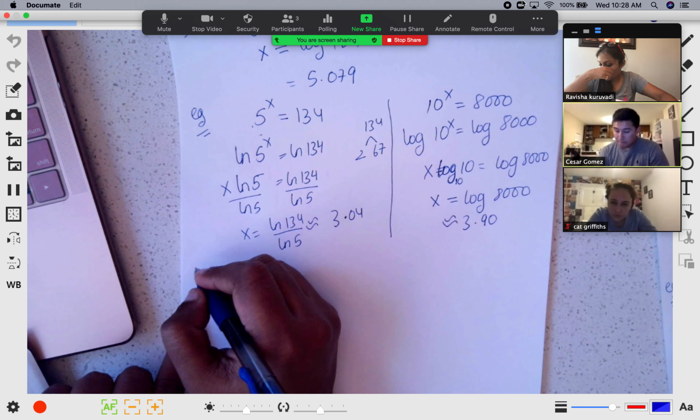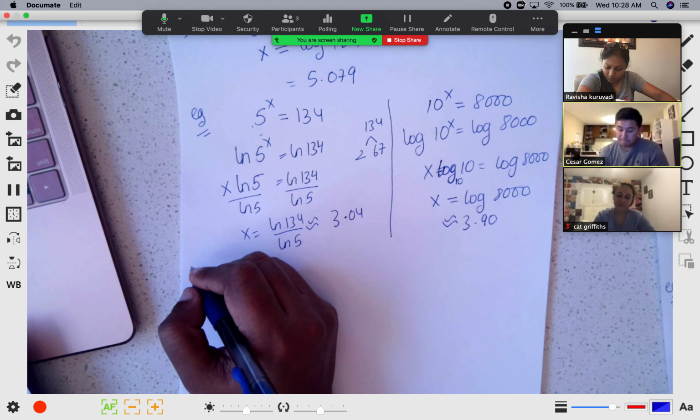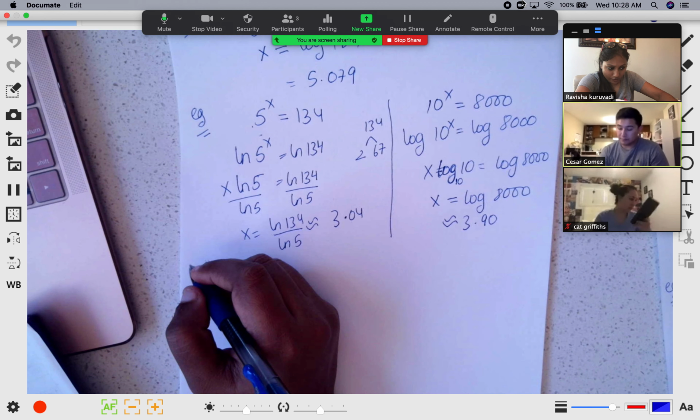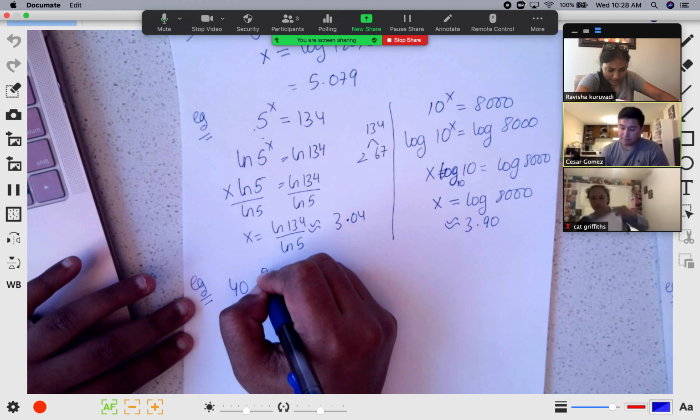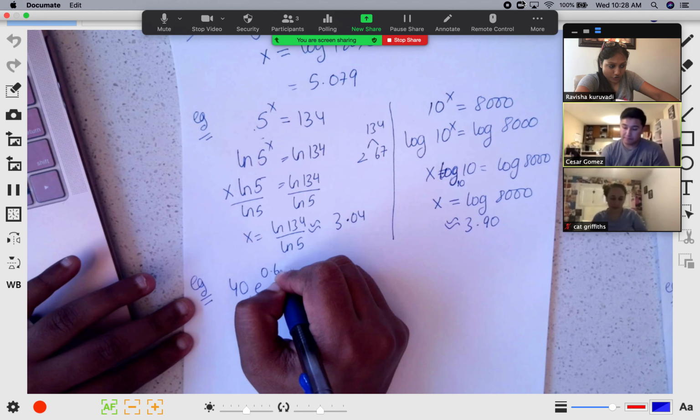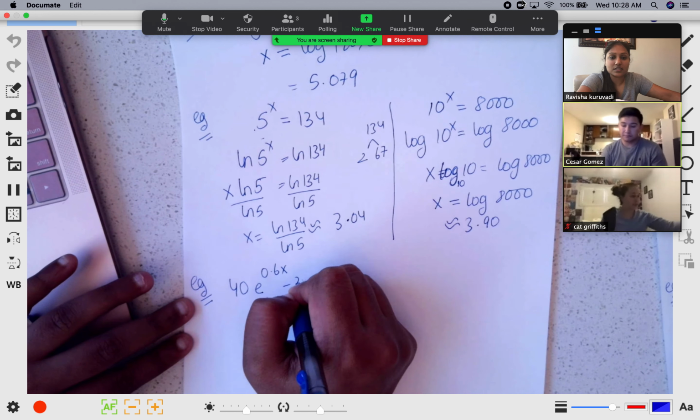Okay, let's do one more problem here. So you're given 40 e to the power of 0.6x minus 3 is equal to 237. You're given this thing.